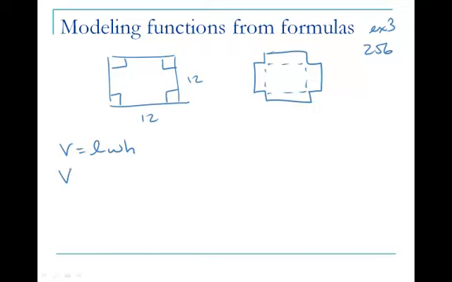So we want to find V of x, part A, on the bottom of page 256. The volume of the box V as a function of the length of the side of the square cut from the corner. So in other words, this little value x, how much did we cut out of the corner? V of x. So my new length is going to be 12 minus 2x.